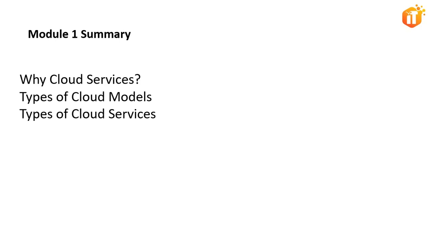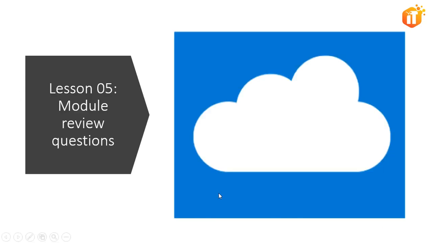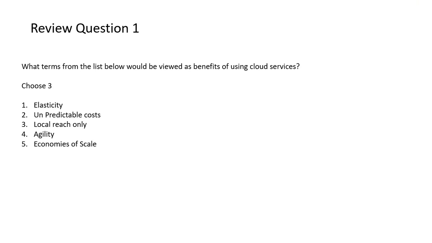Now let us go ahead and discuss some review questions. There are 9 in total. Let's start with the first review question. What terms from the list below would be viewed as benefits of using cloud services? We have to choose 3 from these options. The options are elasticity, unpredictable cost, local reach only, agility, economies of scale.